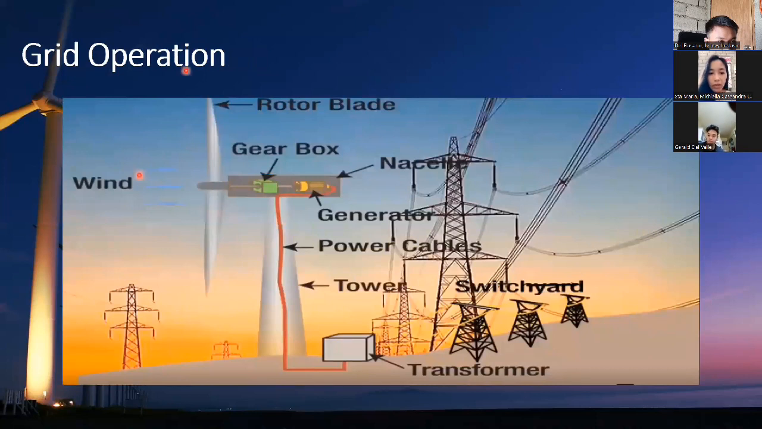Grid operation. So yung wind, and then yung gearbox, and then yung tower, generator, power cables, and tower. So yung mga nakukuha nilang electricity is napupunta sa may transformer, and then tsaka pa lang madadala sa electric power station, and then tsaka pa lang siya magagamit.